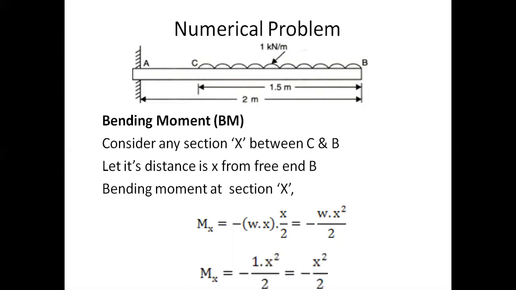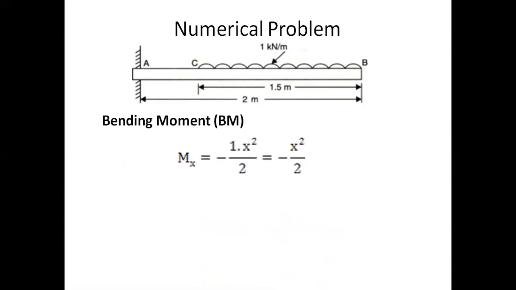So here w value is 1 in this given problem. Therefore, Mx at any section between C and B depends on the square of the distance from the free end, that is minus x square by 2. So clearly, between C and B it follows a parabolic law because it is directly proportional to the square of the distance from the free end. So Mx equal to minus x square by 2.